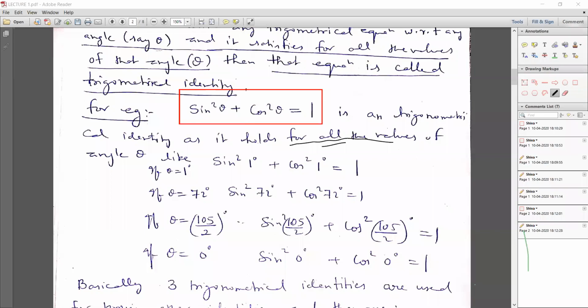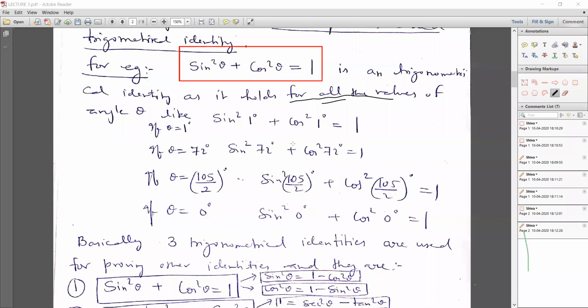Trigonometrical identity holds for all the values of angle theta. Like if I take the value of theta as 1 degree, then sine square 1 degree plus cos square 1 degree is equal to 1. Both the sides will always be equal. If theta is 72 degree, then sine square 72 degree plus cos square 72 degree is equal to 1.